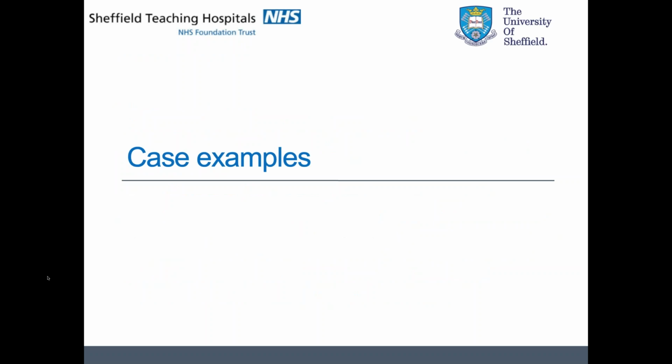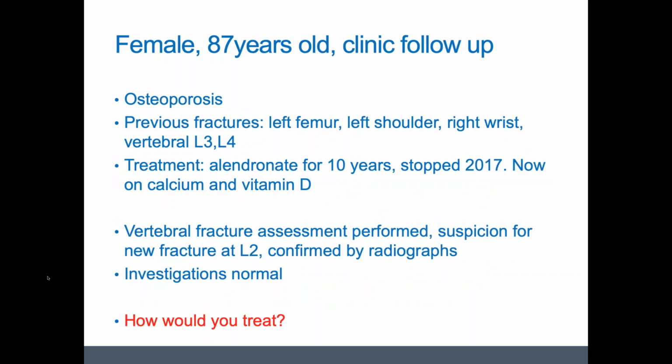So let me just give you a couple of case examples of offset of treatment. So here's an 87-year-old woman coming to the clinic at the follow-up. And both of these cases, by the way, are patients that we just saw in our own clinic in the last month. So I'm not making these up. This was an 87-year-old woman with osteoporosis, and she'd had multiple fractures, including vertebral fractures of L3 and L4. She had been on alendronate treatment for 10 years and then stopped in 2017. So that's 2 years ago. And now she's just taking calcium and vitamin D.